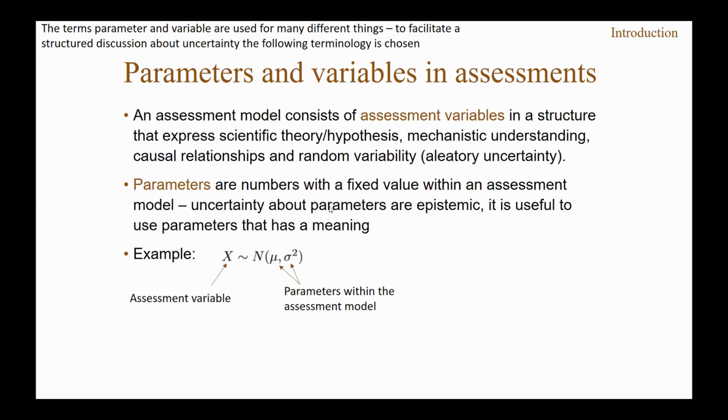Parameters and variables in assessments. Once I have set up my assessment model, the parameters are things in my assessment model. They are numbers which have fixed values within the assessment model. Parameters exist in the model, and if I would choose another model, I would have other parameters. But of course, there can be parameters that have a meaning that exist in many different models. And uncertainty about these parameters is epistemic. It's something that has a fixed value that we are uncertain about.